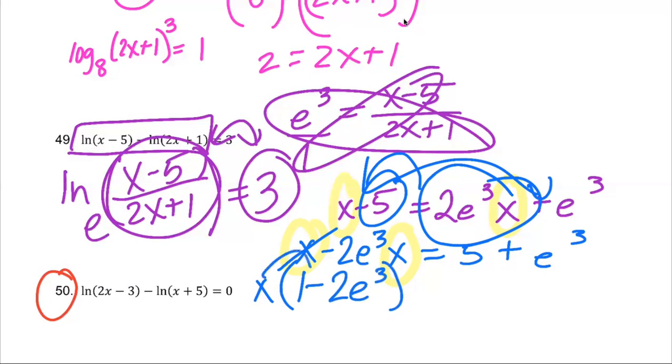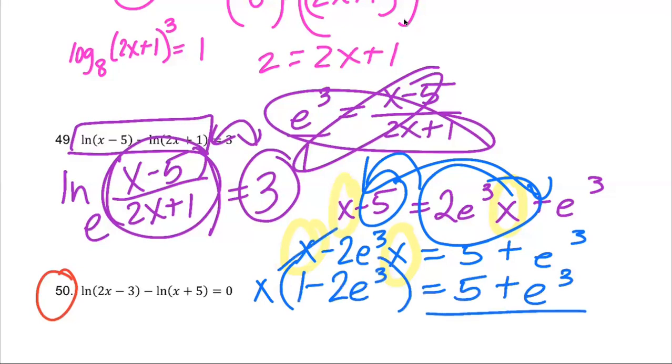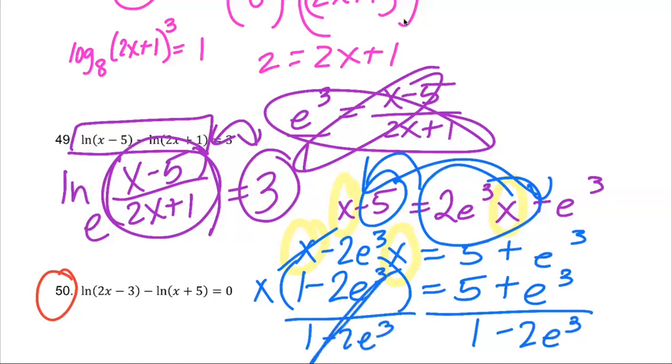So imagine if I were to FOIL this back out, I would get back to where I started. That's a good way to check your answer. Equals 5 plus e to the third. Divide by the stuff in parentheses. And then that is my final answer.